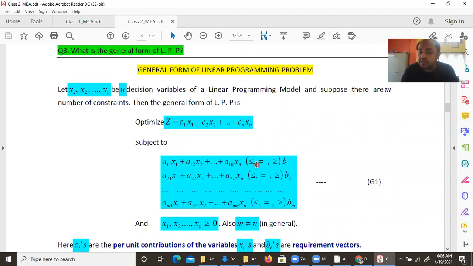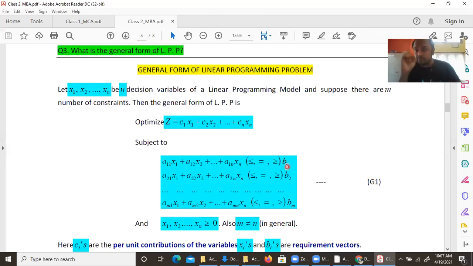In the bracket, I have mentioned less than or equal to, greater than or equal to, or equal to. Their mixtures can also be present. You can get a type of linear programming problem where one constraint has a less than type of inequality, another constraint has a greater than type of inequality, and another constraint has equality. So a mixture can also be present. Since I'm writing the general form, I have considered all the possible symbols over here, either this or this or that. And in the right hand side, I'm considering the numbers b1, b2, bm like this.